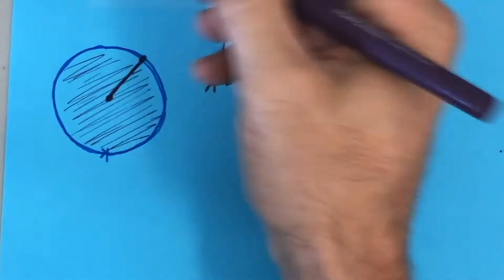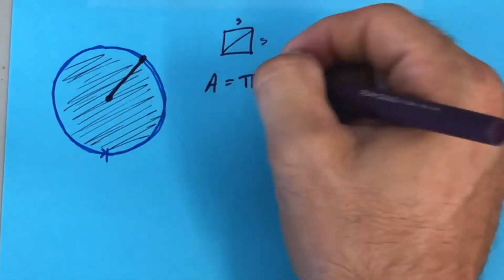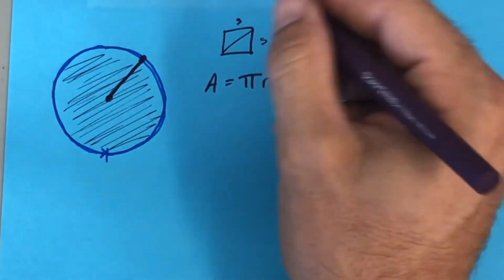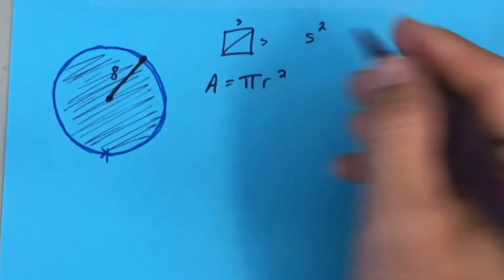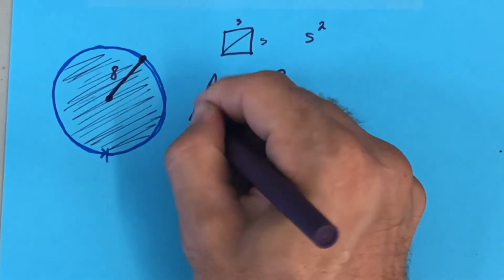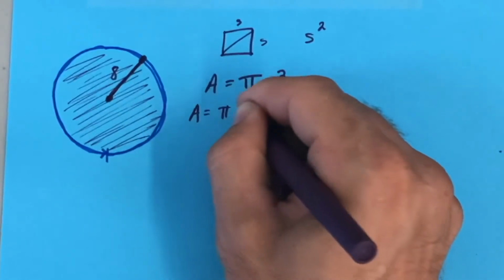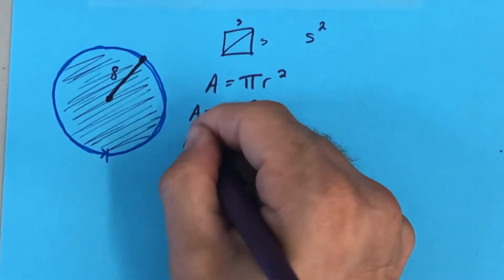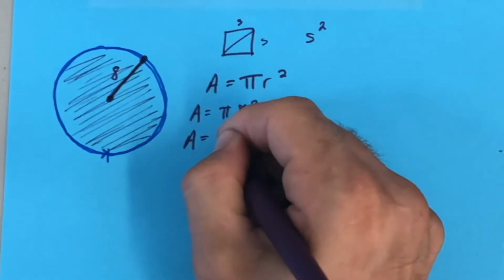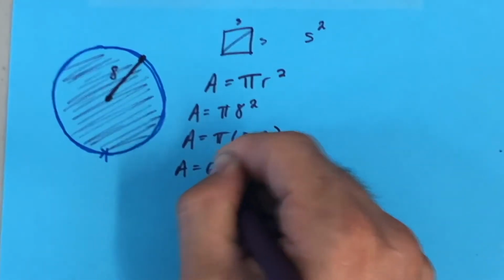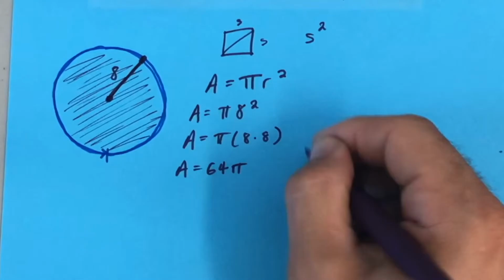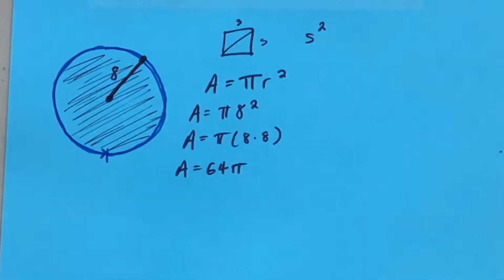So if I told you in a circle that your radius was, let's say 8, all you would do is take that radius, plug it into your equation, and square it, meaning 8 times 8, and get a result of 64 pi. You can put this in your calculator and get some form of decimal answer.